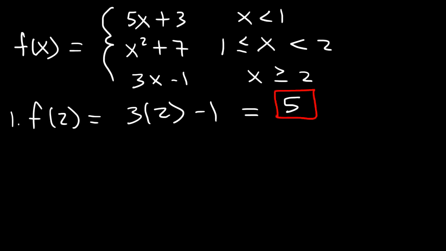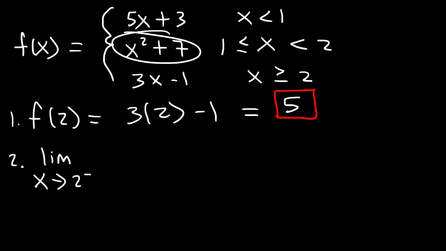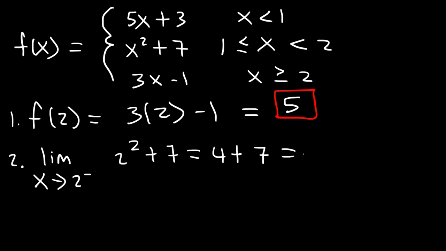Now, let's make sure that the left-sided limit and the right side are the same. So let's find the value of the limit as x approaches 2 from the left side. So that's when x is less than 2. So we're going to use x squared plus 7. So that's 2 squared plus 7. 2 squared is 4. 4 plus 7 is 11.